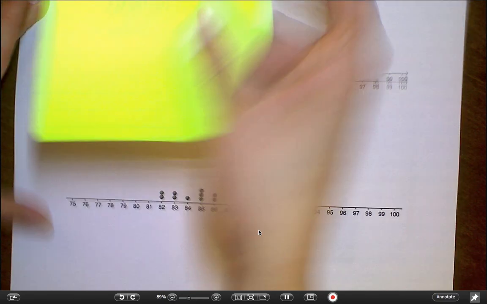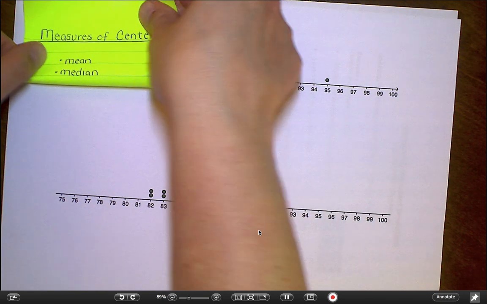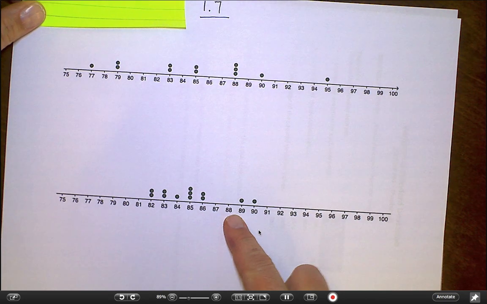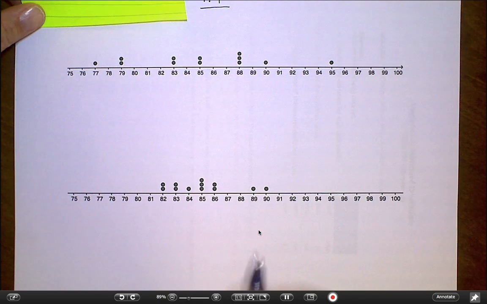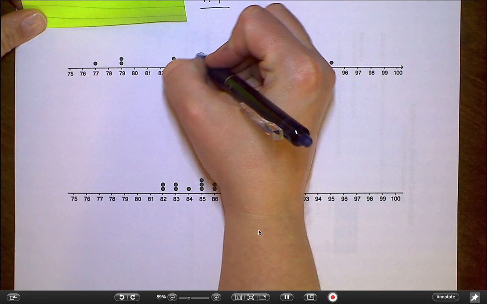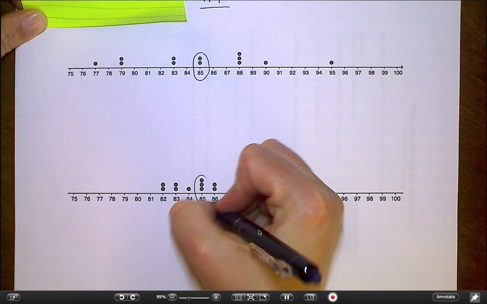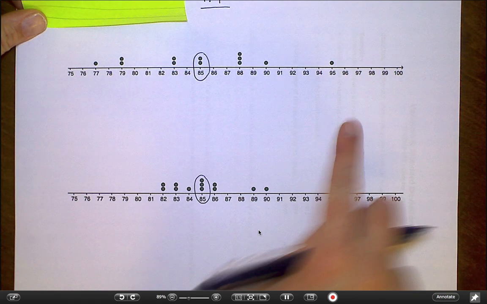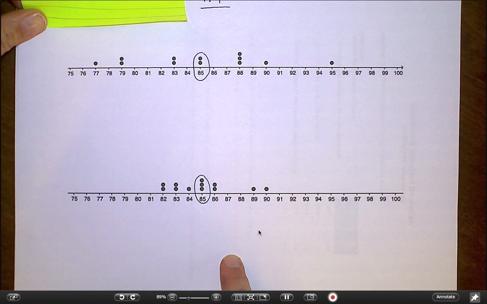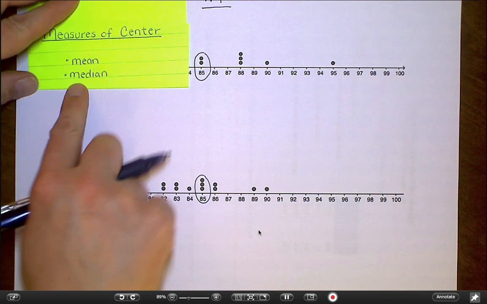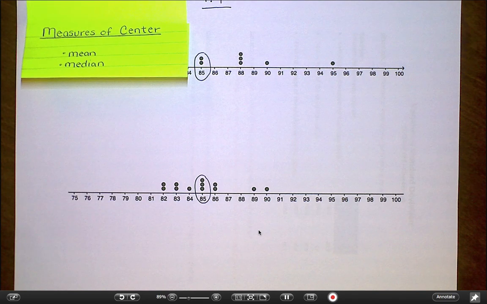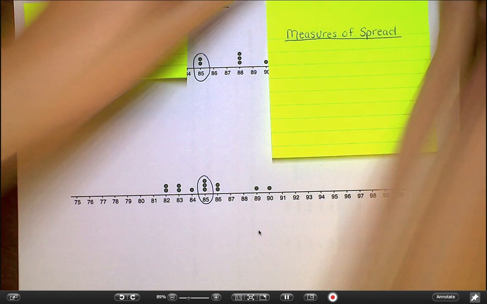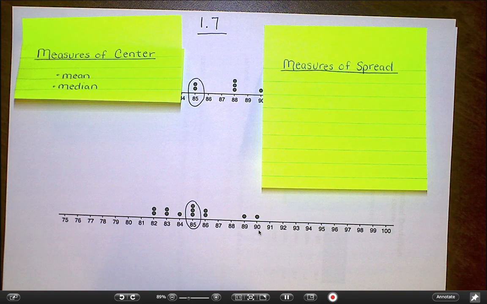But for example, these data sets that you have here in front of you have the same mean, okay? You could calculate it if you wanted to, but I will tell you that the mean of each data set is 85. The center of the data set is exactly the same. But you can tell these are very different looking data sets. So there's another calculation that we're concerned about besides mean and median, and that would be measures of spread. The two things we often look for with a data set are measures of center and measures of spread.